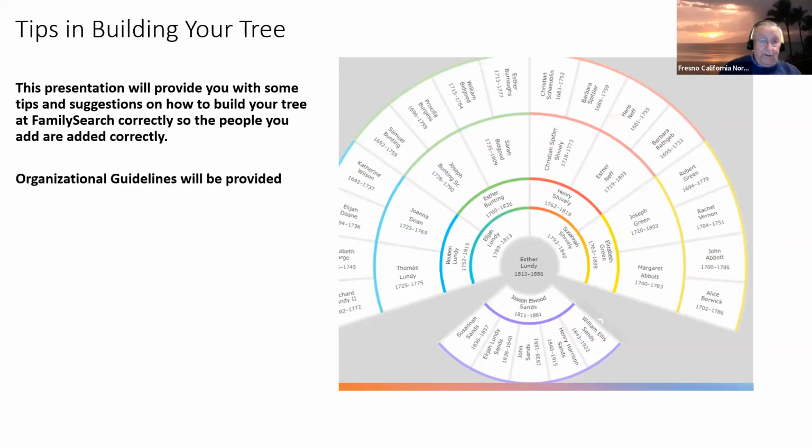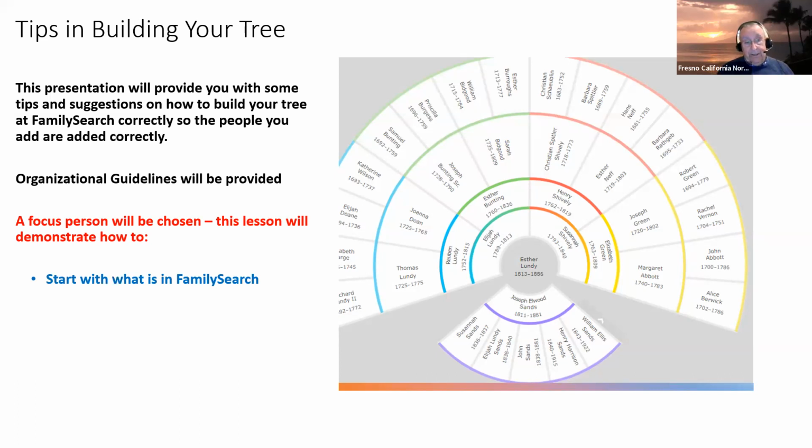And we'll use an organizational guideline pattern that I'm providing for you tonight. I'm going to pick a focused person, somebody that we want to work on. And from that person, we can demonstrate how to start with what's in FamilySearch and then use FamilySearch sources to help identify this person. Because it's just like the funny phrase they say, if you see it on Facebook, it's got to be true. Well, a lot of people say if you see it in FamilySearch, it's got to be true. Well, that's not always the case.